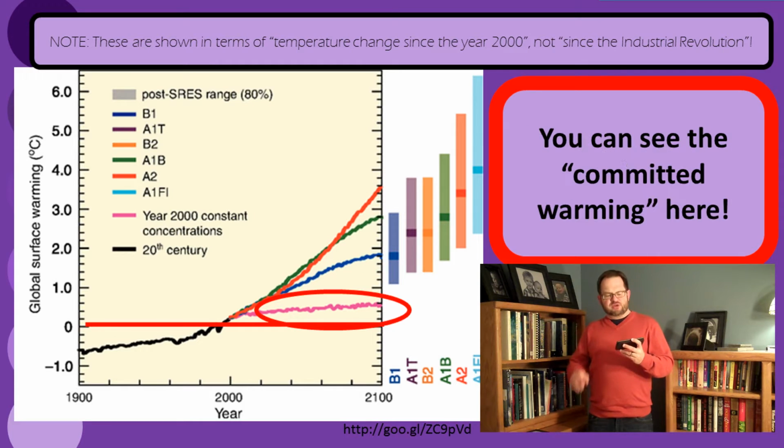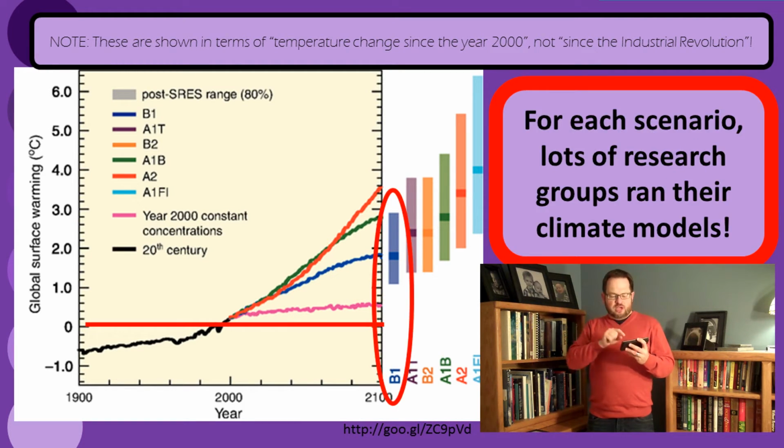And just to show you, by the way, that that is due to the things that we are continuing to do into the 21st century, the pink curve on there is showing the committed warming. That is how much warming there would have been in the next 100 years or whatever if we had just stopped emitting greenhouse gases in the year 2000. So that's the committed warming due to the greenhouse gases that are already in the atmosphere, and you can see there's all this additional warming in the future, even in really optimistic scenarios like B1.